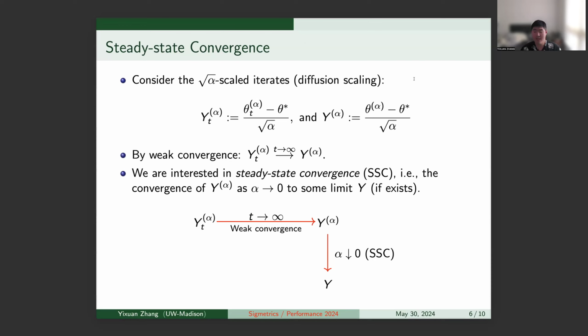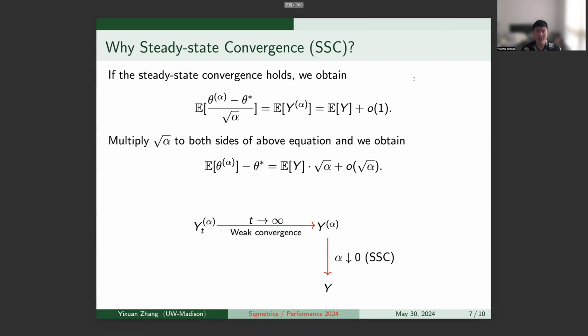Then we are curious about whether, when alpha goes to 0, y alpha will also converge to some limit distribution y. We call this the steady-state convergence result. The reason we are curious about this result is that if the steady-state convergence holds for y alpha, then the expectation of y alpha will also converge to the expectation of y. By the definition of y alpha, and by a very basic calculation, we can finally obtain the second equation here, which is exactly what we want for the bias calculation.